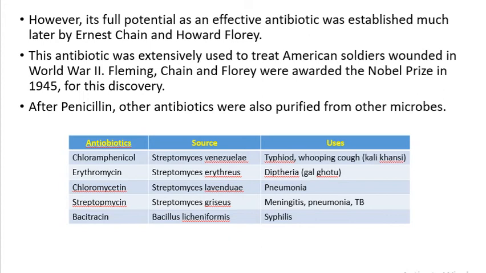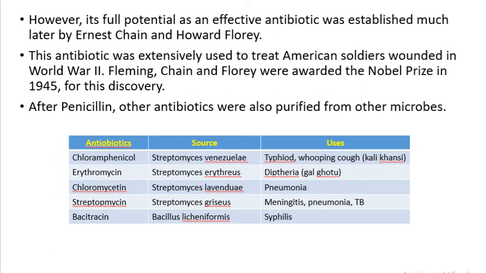Some examples of these antibiotics have been given here: the antibiotics, the microorganisms from which they are obtained, and where they are used. The examples are chloramphenicol, erythromycin, chlormycetin, streptomycin, and bacitracin. The sources are Streptomyces venezuelae, Streptomyces erythraeus, Streptomyces lavendulae, Streptomyces griseus, and Bacillus licheniformis.